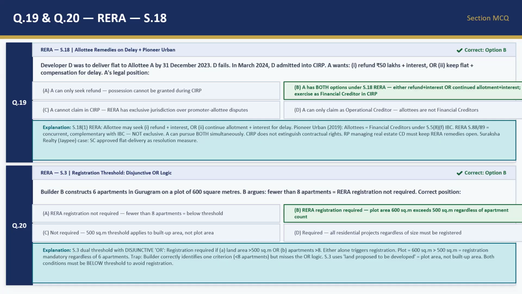So he has got both options under Section 18 of RERA. He can demand either refund of his money plus interest, or he can continue with the allotment plus interest. Exercise as financial creditor in CIRP. If there is an agreement regarding interest, then that agreement will hold. Otherwise, 8% per annum interest.